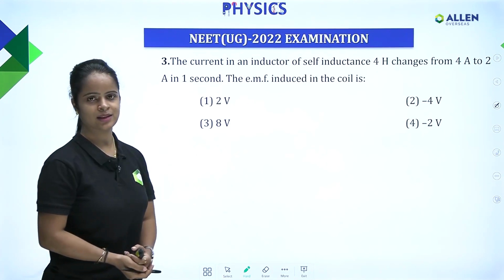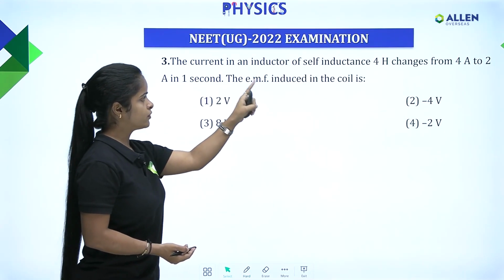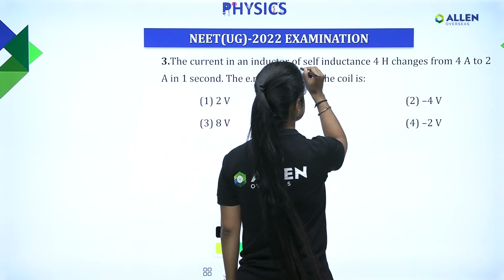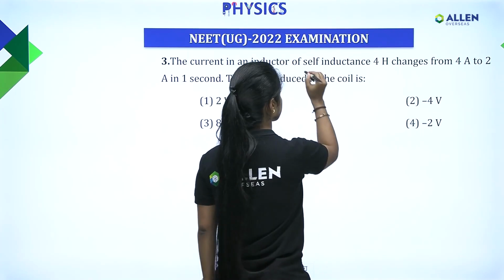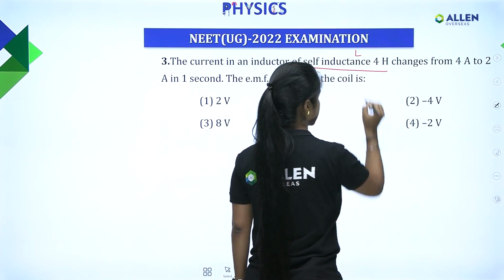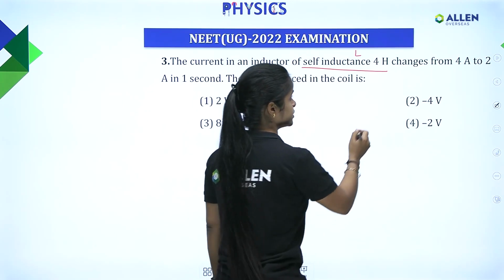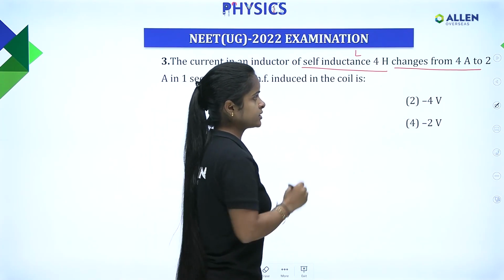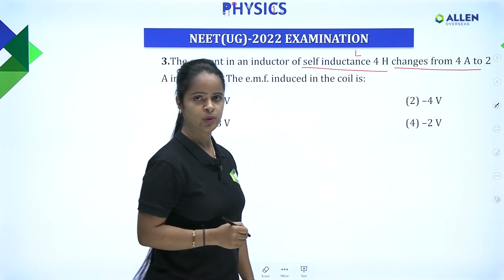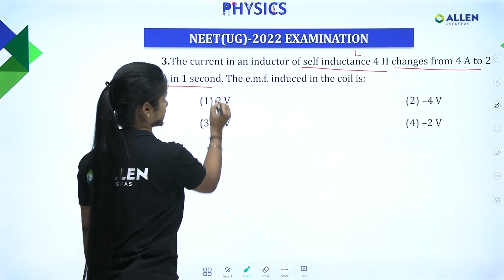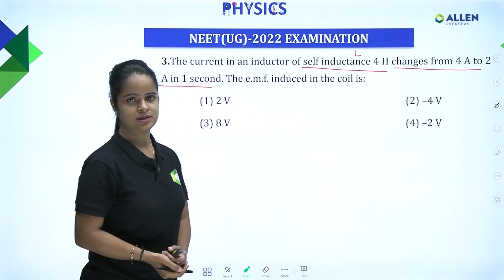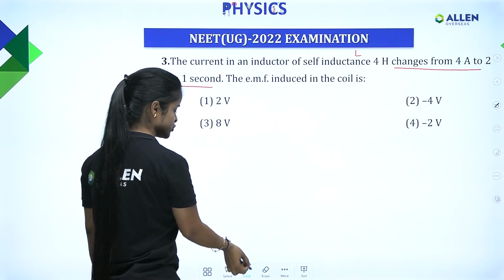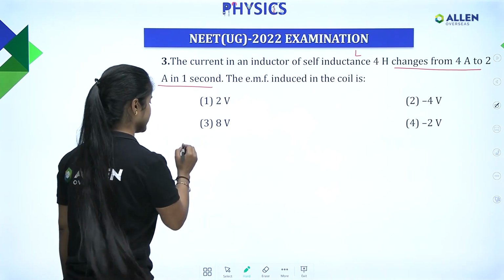Question number 3: the current in an inductor of self-inductance 4 Henry, that is capital L, the value of capital L is given to us, changes from 4 ampere to 2 ampere. That is, initial current is 4 ampere and final current is 2 ampere. In 1 second, the EMF induced in the coil is. This question you can solve directly by using a formula. And which formula you have to use here? E equals minus L di by dt.